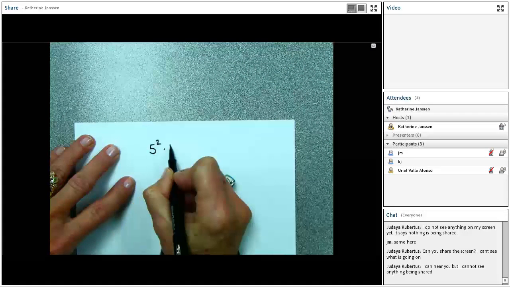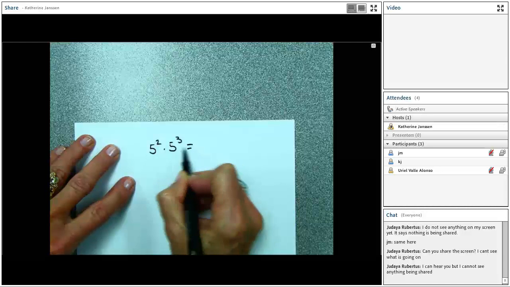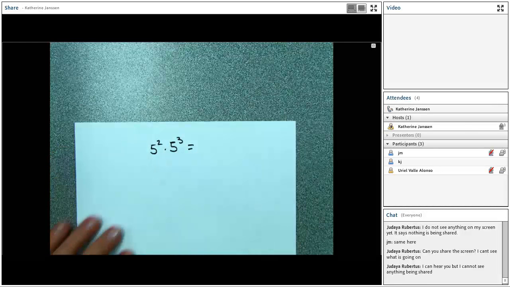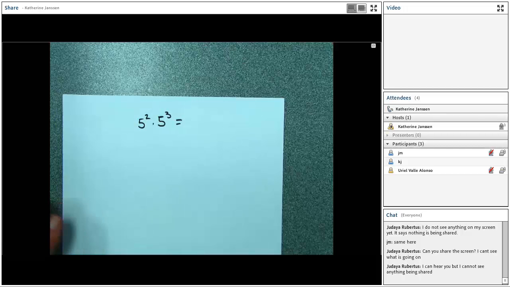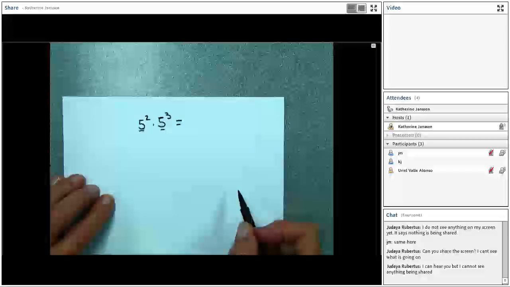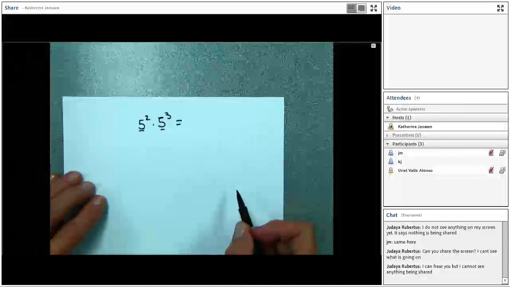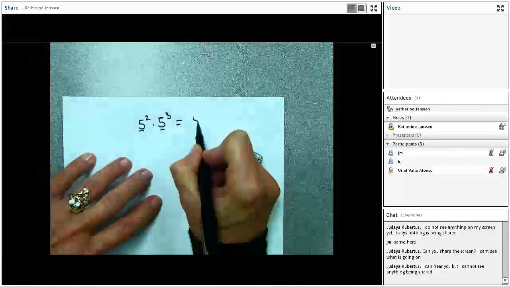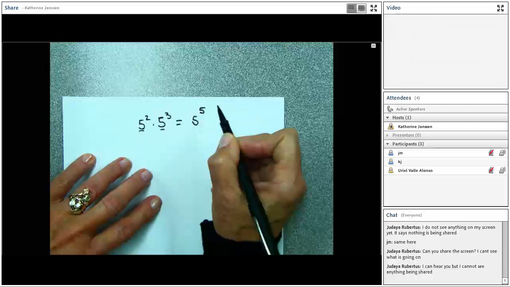5 squared times 5 cubed. Product rule for exponents. I have the product of the same base, the product of the same base, so I add exponents. Get 5 to the 5th.